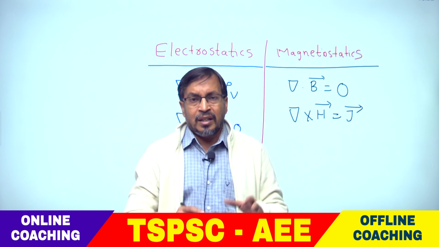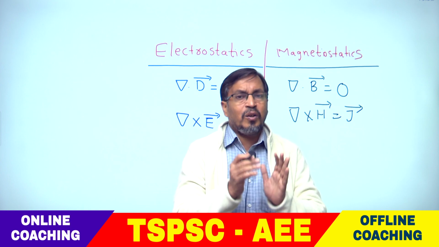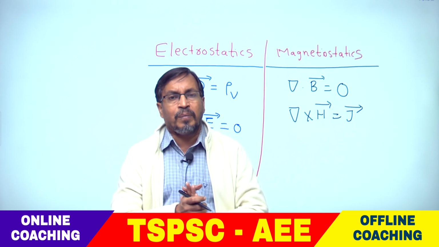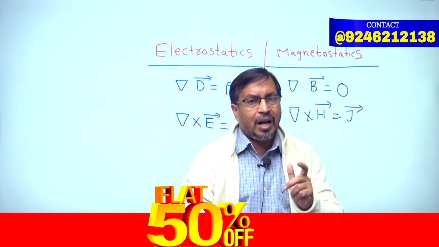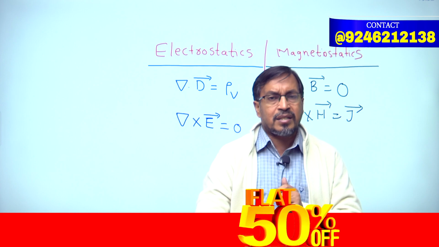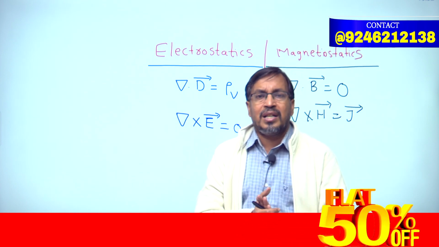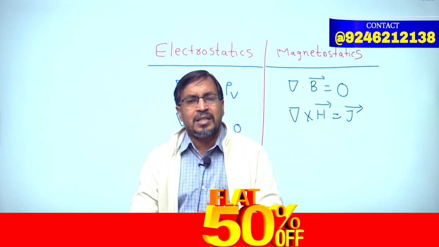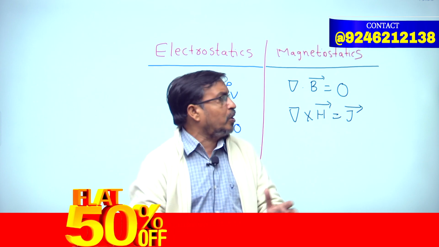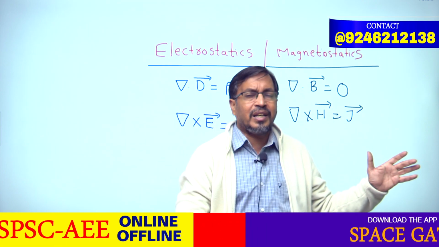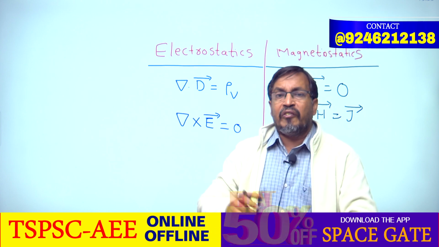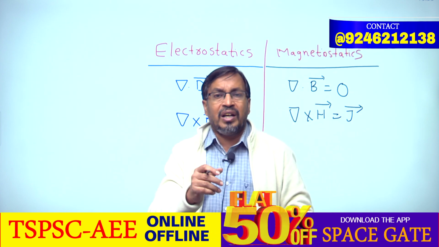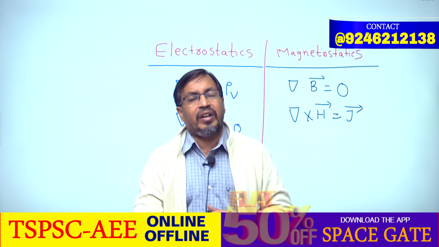So, students, they will give one field vector in vector form, and they will ask whether that field is an electric field or magnetic field. So, perform the divergence operation as well as the curl operation. If its divergence equals 0, then the field is related to magnetic field. If curl equals 0, the field is related to electric field.